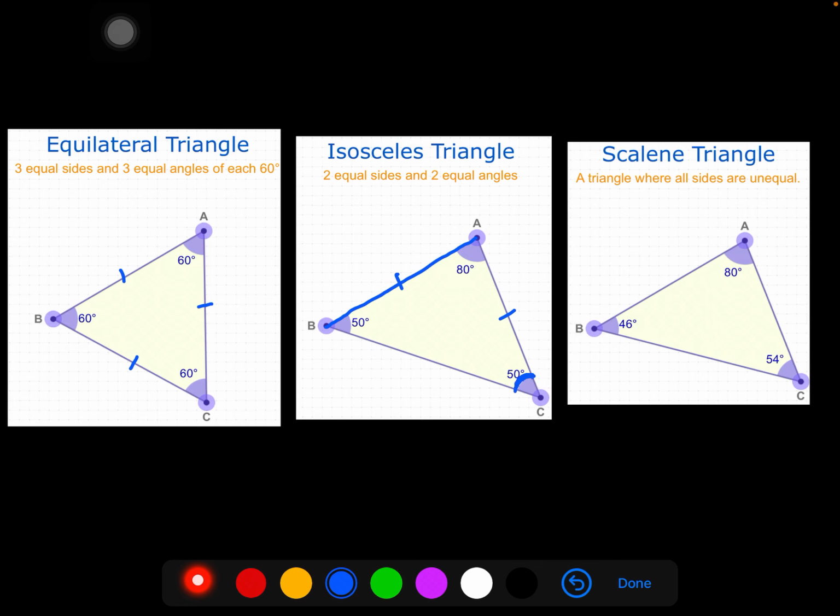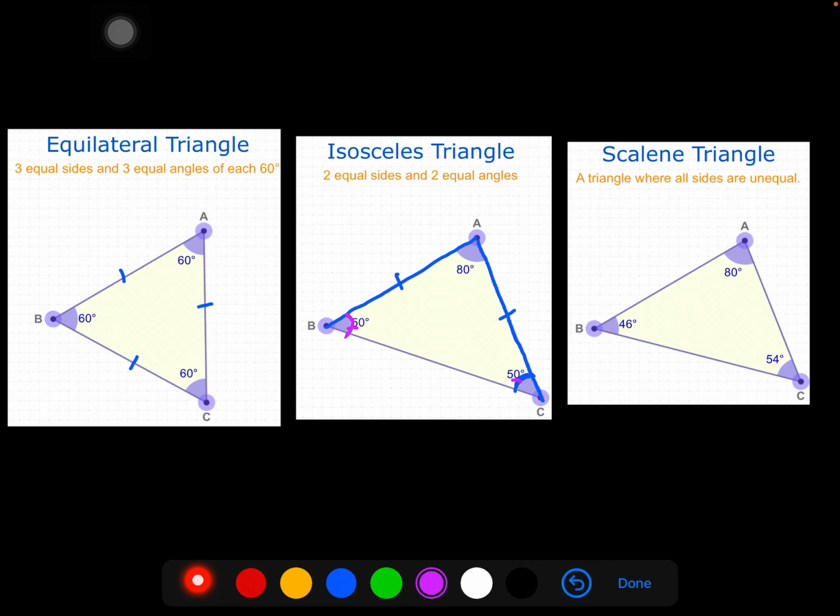Therefore, for side AC, this one, the opposite angle is the angle ABC. They are both 50 degrees. So it follows that the angles opposite to the equal sides are also equal. Now for the scalene triangle, the sides are not the same. There are no equal sides. It also follows that there are no equal angles for a scalene triangle.